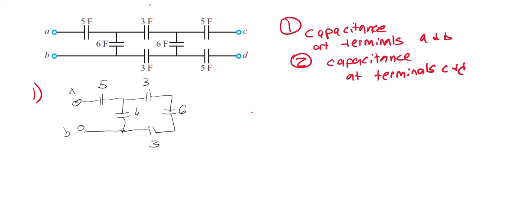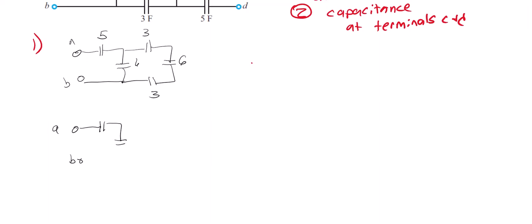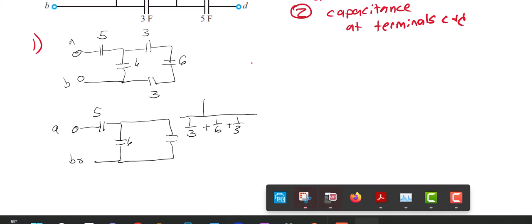Okay, now I have to remember that capacitors do the opposite that resistors do, because I would mess that up. So I have these 3 capacitors here in series. If they were resistors, I would just add them up. But they're capacitors, so it's going to be 1 over 3 plus 1 over 6 plus 1 over 3. I can't do product over sum because there's 3 of them.